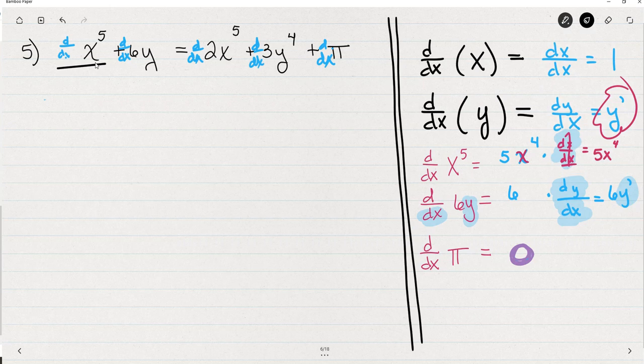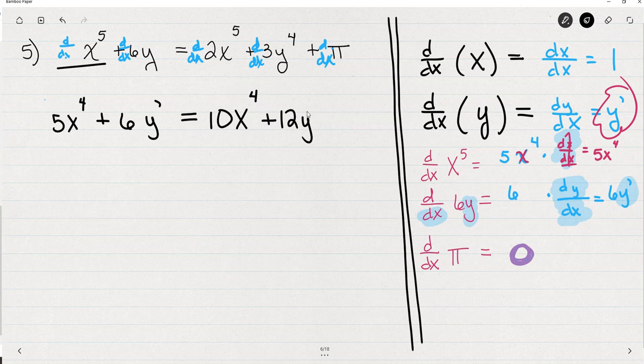We'd start with the derivative of x to the 5th, so that's 5x to the 4th. The derivative of 6y is going to be 6 times the derivative of y equals 2 times 5 is 10, x to the 5 minus 1 is 4, plus 3 times 4 is 12, y cubed, times the derivative of y, I always have to chain, plus the derivative of pi is just 0.